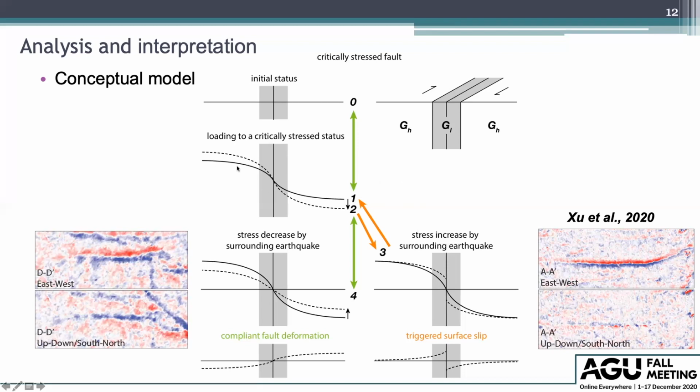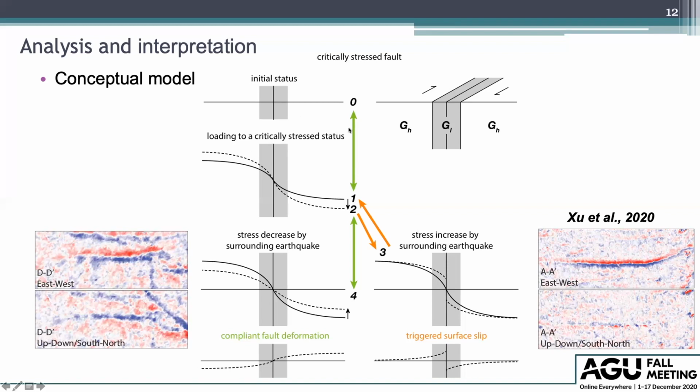Since the fault is almost always in this status, when there is an earthquake nearby and it imposes extra stress to the fault, if the stress goes along the direction of tectonic stress, it'll be frictional slip. If the stress from the earthquake goes against the direction of tectonic stress, in fact, it'll bring the fault away from failure and thus cause compliant fault deformation. So to explain what we observed, the key is to have this buffer. In other words, to produce a backward-going frictional slip, you have to overcome this buffer first, which is almost impossible.